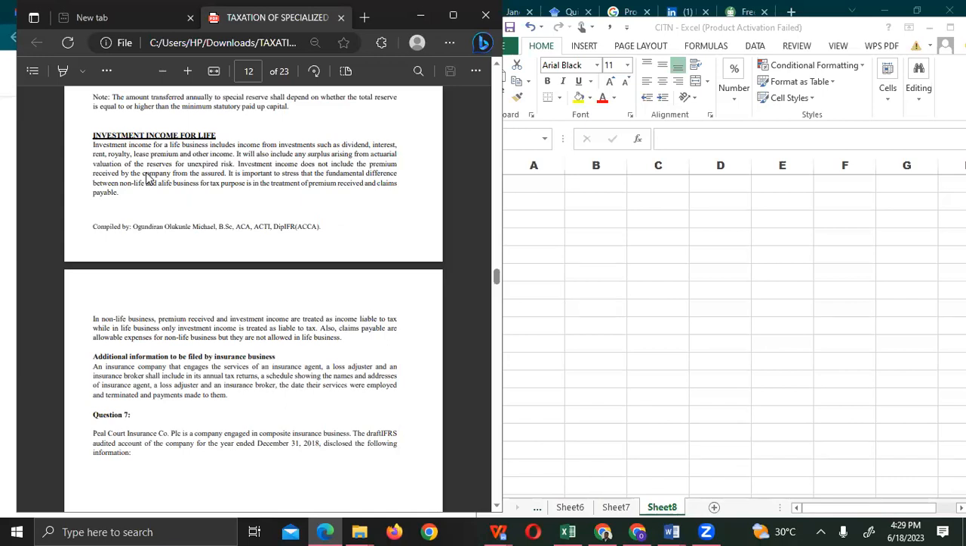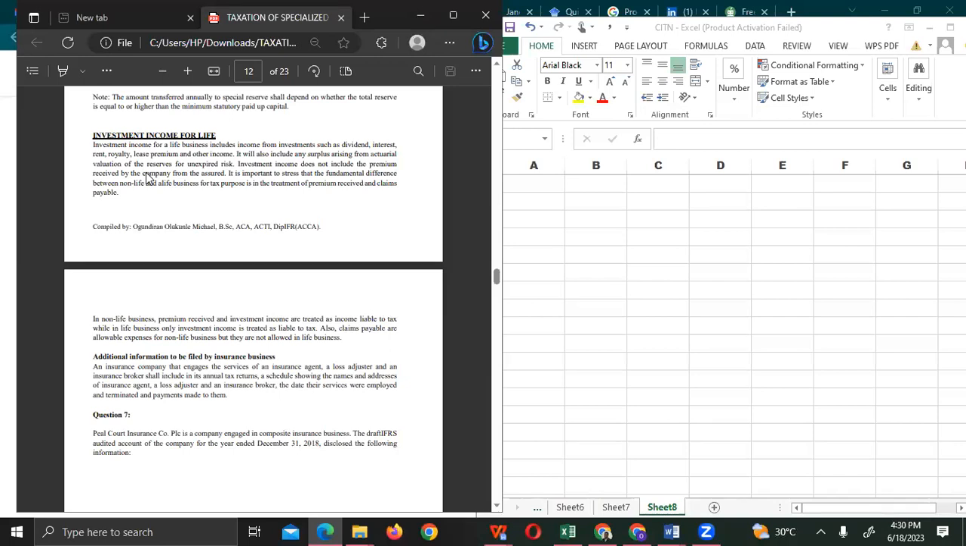So it's important for us to note that claims payable are allowable expenses for non-life business, but they are not allowable for life business. I hope you get that. No, come again, please. I said claims payable are allowable expenses for non-life business, but they are not allowable for life business. For life business, okay.